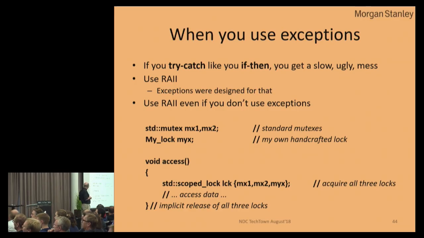Here is a mutex. As a matter of fact, there are 2 mutexes that are standard, and there's one I designed myself. And I can do access like that: scope, lock, access data, implicit release. That doesn't have any exceptions in it, but it's still RAII. It is a general idea that you initialize something and it's implicitly released. So you can't say that you don't use RAII because you are not using exceptions. You can use the general style of initializing an owner, use the stuff and implicitly release, even if you don't use exceptions.